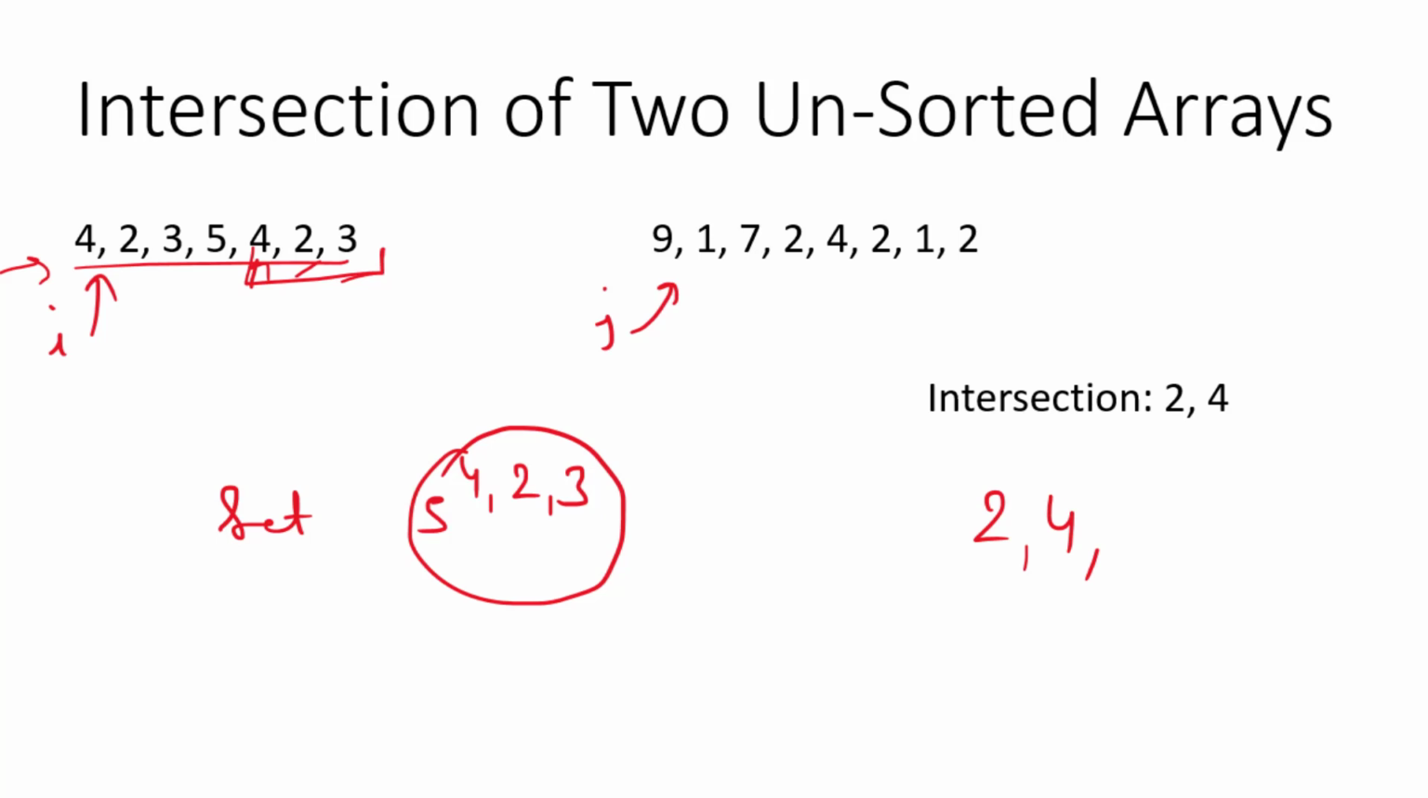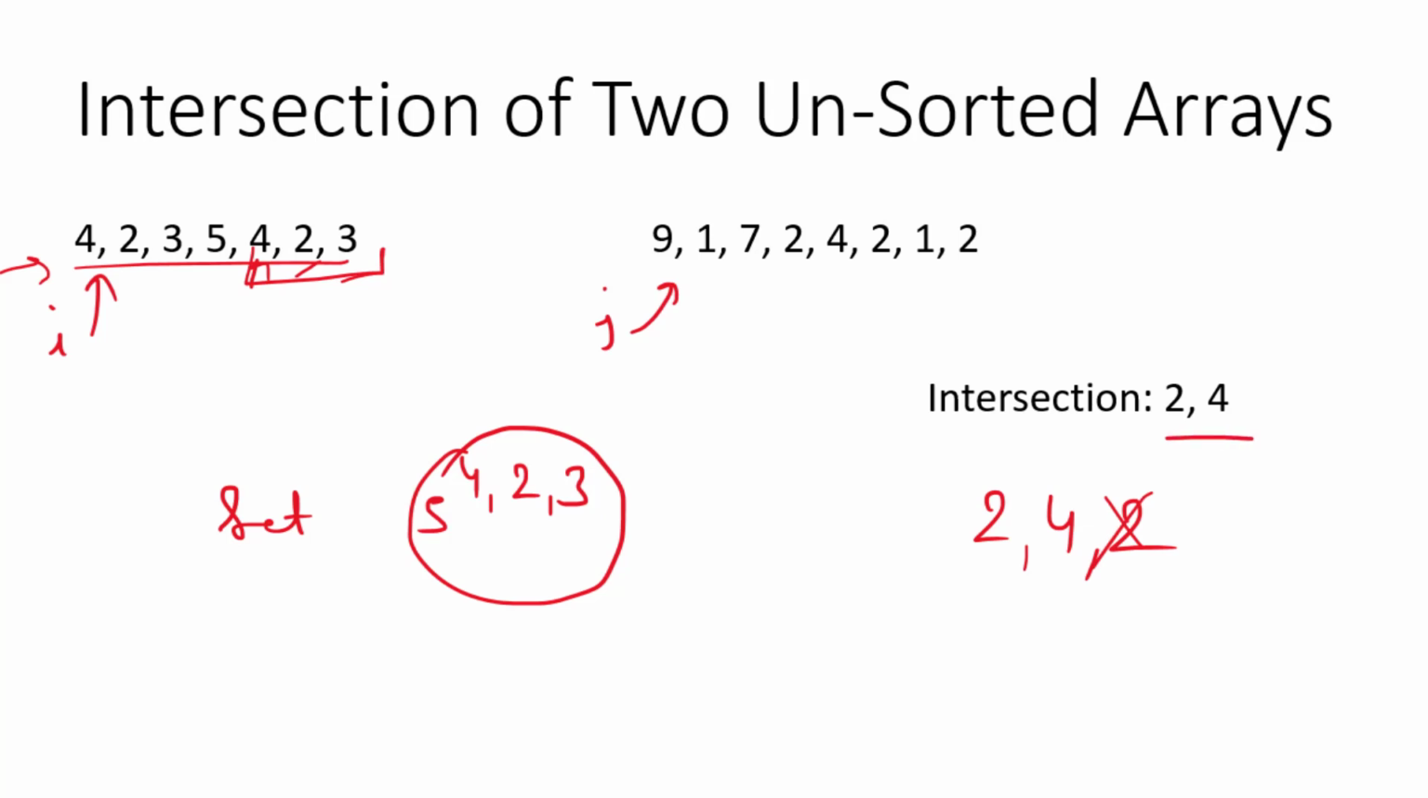Now again 2 is here, so it will check that 2 is already in the set, so according to it, it is a common element, and you will print 2 again, right? But this is wrong, because here we are printing the element again, and we need to print only the unique elements.